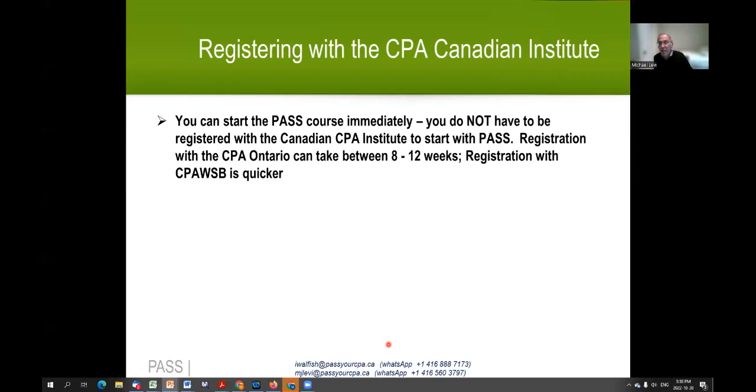We have not had problems in the past with students not being able to register with a CPA institute. That's never, ever been a problem. Because as long as you're a CPA in good standing, as long as you're a CA in India with good standing, there's no reason that there should be any impediment to your registration.